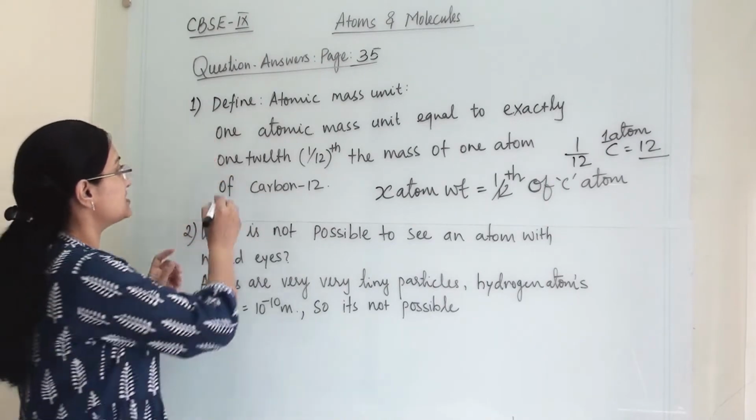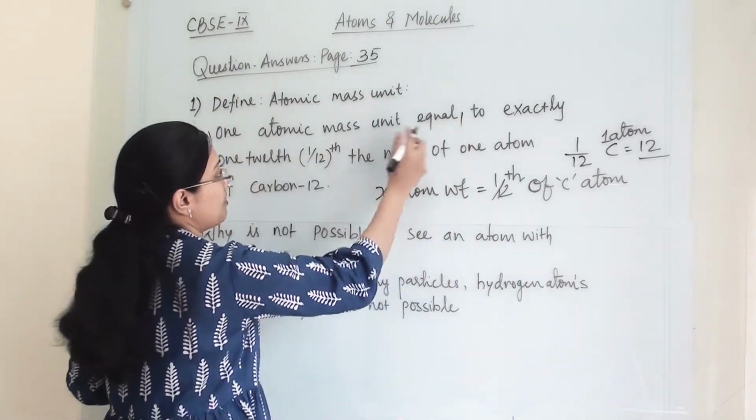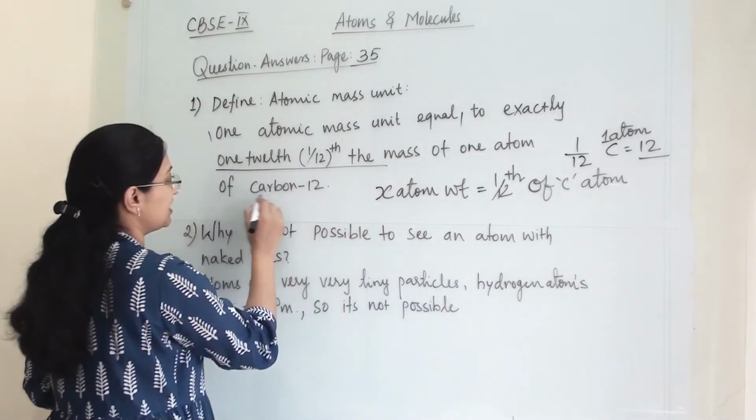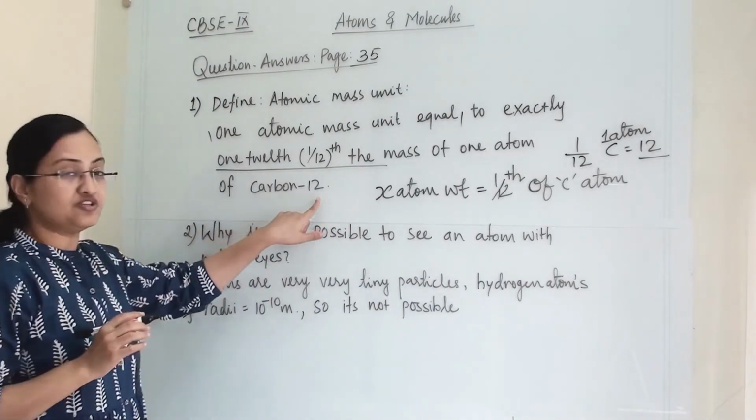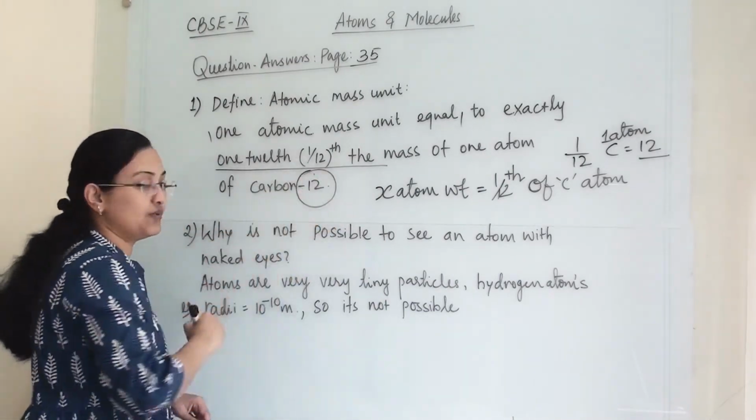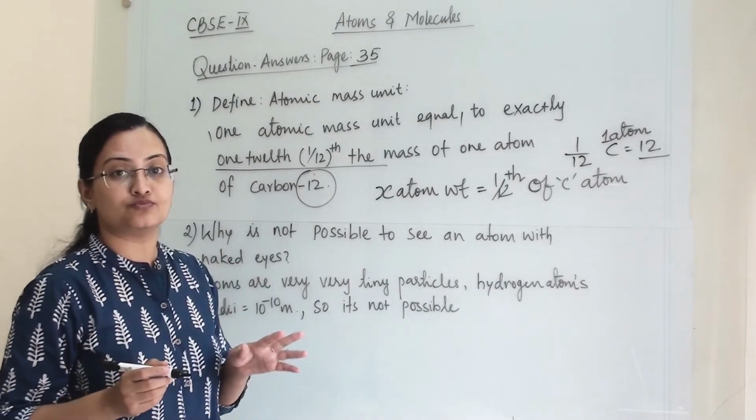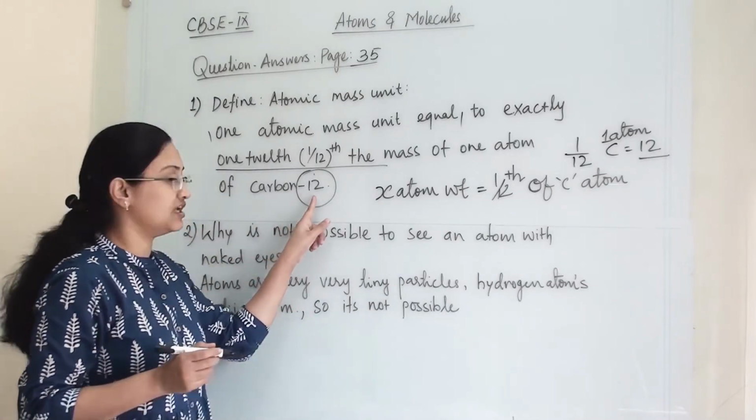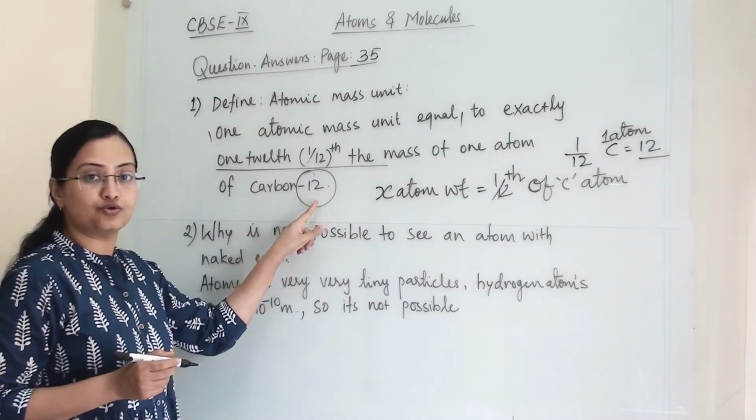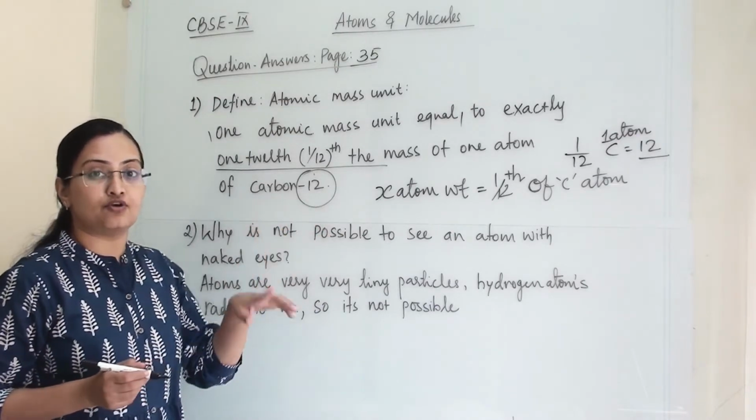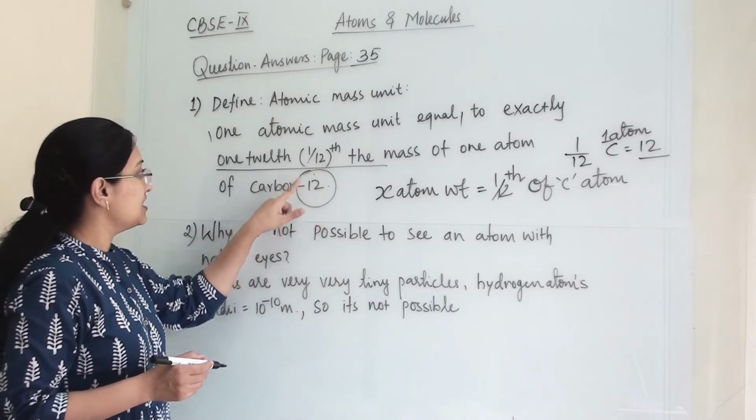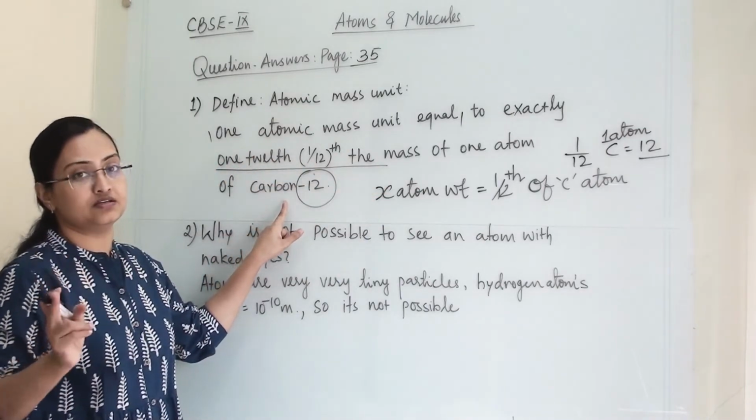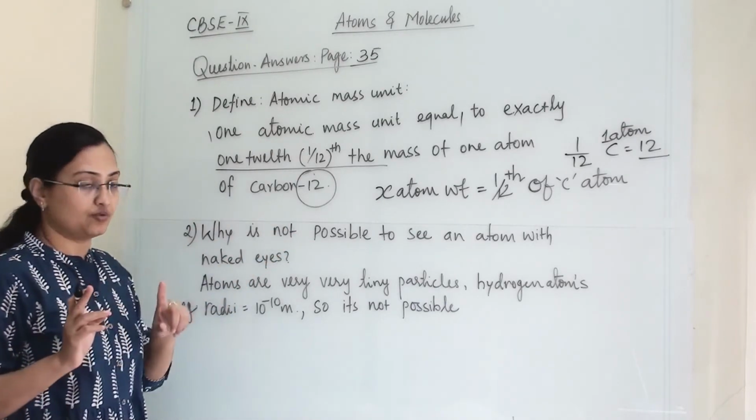So we need to write that one atomic mass unit is equal to exactly 1/12 the mass of one carbon atom, or carbon 12. Why are we mentioning carbon 12 here? Because there are two other isotopes of carbon, carbon 13 and carbon 14. But here we need to take carbon 12. So that's why it is important to mention carbon 12 and not the 14 one. So we are mentioning here that we are taking 1/12 the mass of one atom of which carbon? Carbon 12. So this is the definition of atomic mass unit.